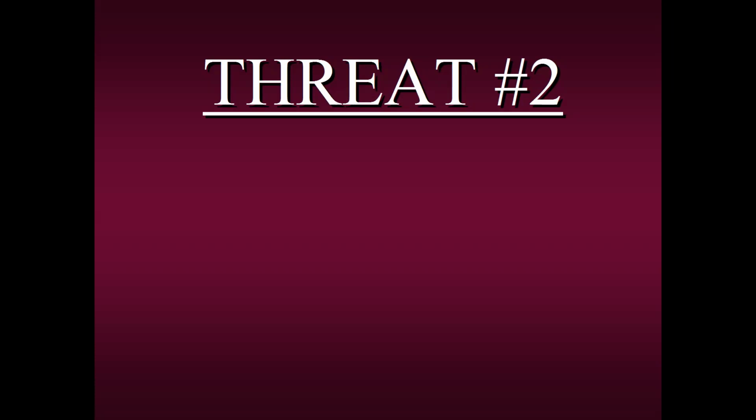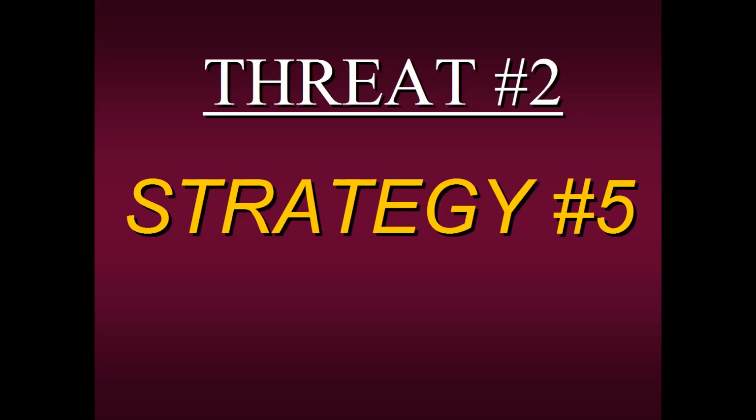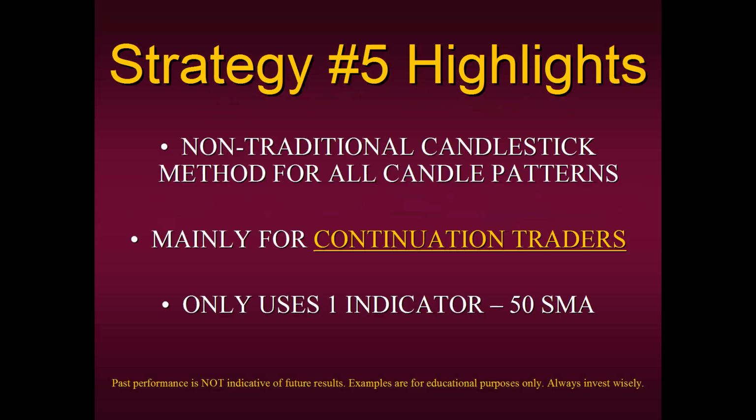But what happens when a stock or some market, future, currency pair takes off? And we want to get in, but we feel, well, I don't know, maybe I'll be buying at the top. Maybe I'll be selling at the bottom. Well, this leads us to threat number 2, which is strategy number 5, okay? This is a really consistent method based on candlesticks, but it's a non-traditional candlestick method. And you can apply it to all candlestick patterns. It's mainly for continuation traders. So what do we mean by that?